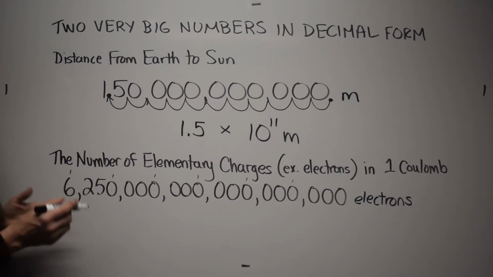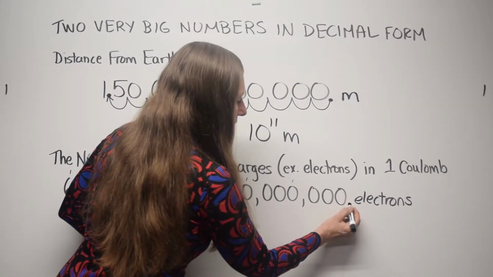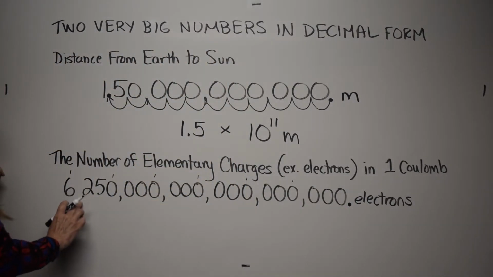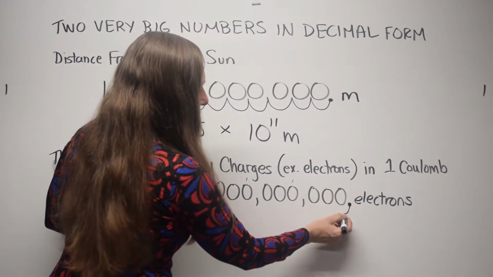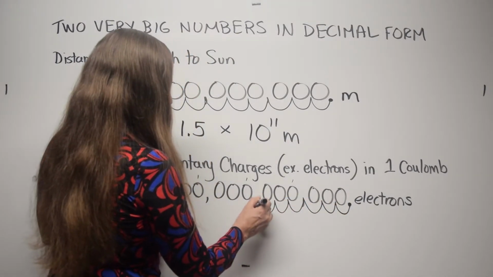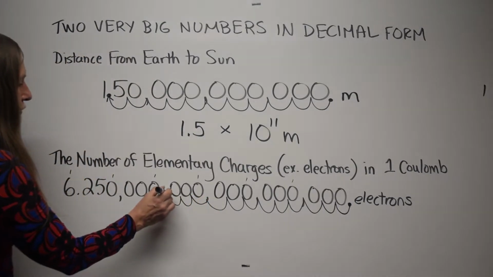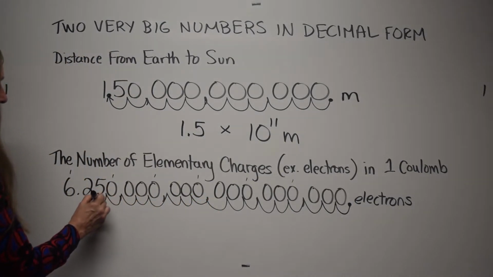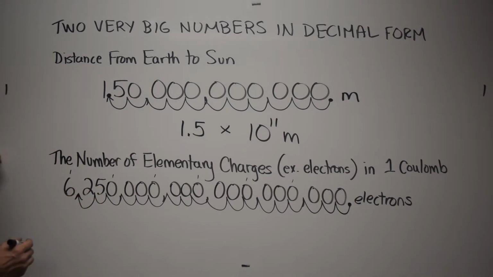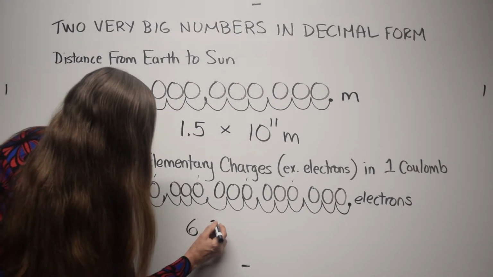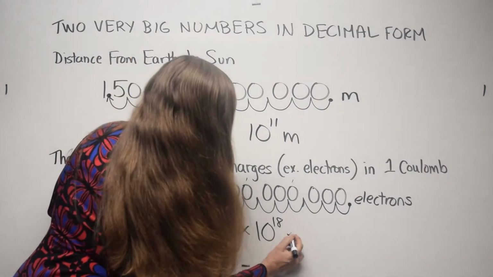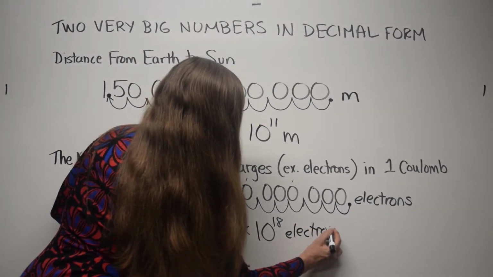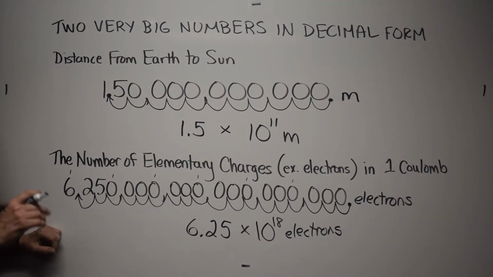Let's change this to scientific notation. Our implied decimal is right there. We are going to jump until there's only one number in front of the decimal point. So we're going to jump to here and count the jumps. 1, 2, 3, 4, 5, 6, 7, 8, 9, 10, 11, 12, 13, 14, 15, 16, 17, 18 jumps. So this number in scientific notation would be 6.25 times 10 to the 18th, and in this case it would be electrons. 6.25 times 10 to the 18th electrons.